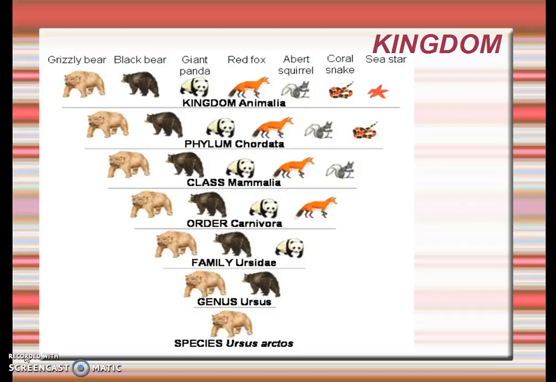So now let's begin with the broadest level of kingdom. As you can see, all of these things belong in the kingdom Animalia. But yet they are all so different. So now let's go to the next level, phylum, and see what we can eliminate.